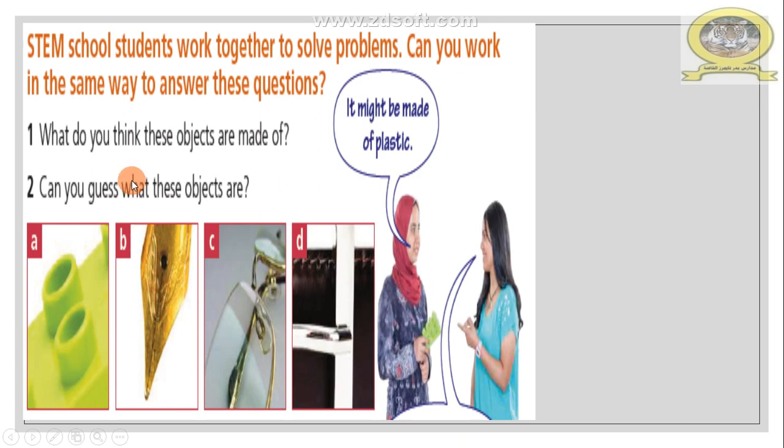So I want all of you to do some research or make some notes about each picture and tell me what these objects are made of, and also guess what these objects are. I want you to use the certainty and uncertainty structure that we talked about before.